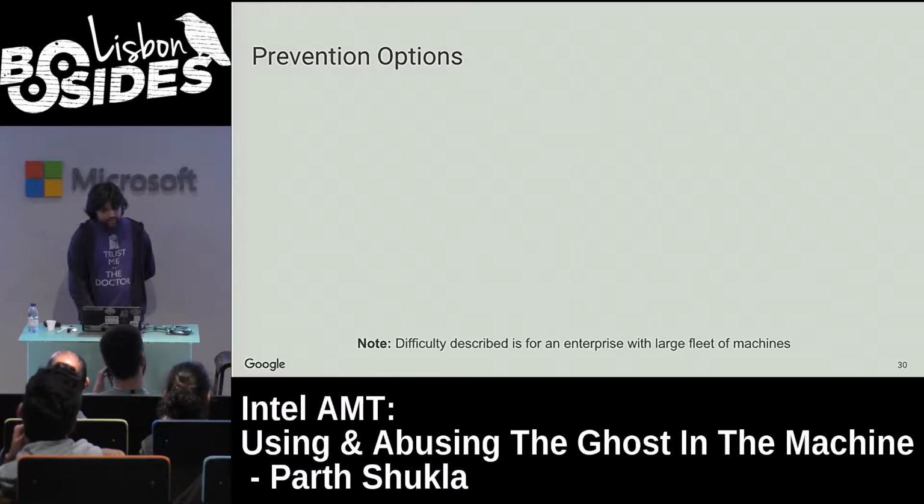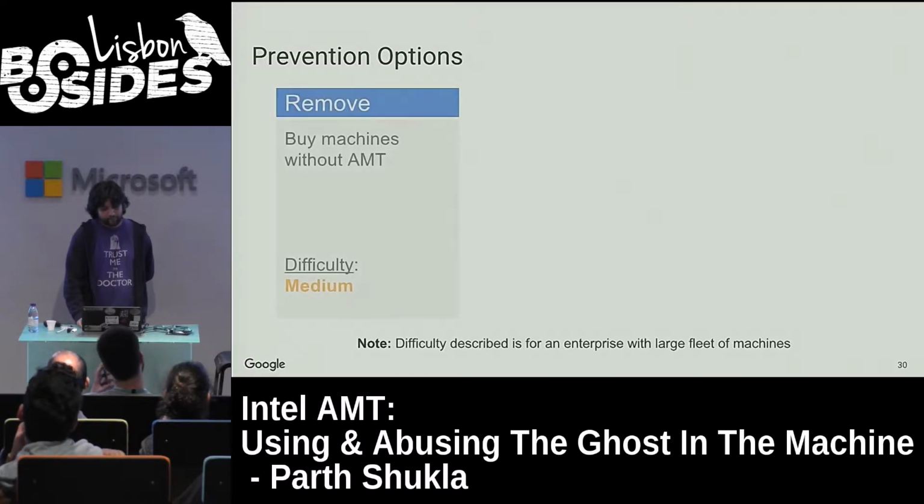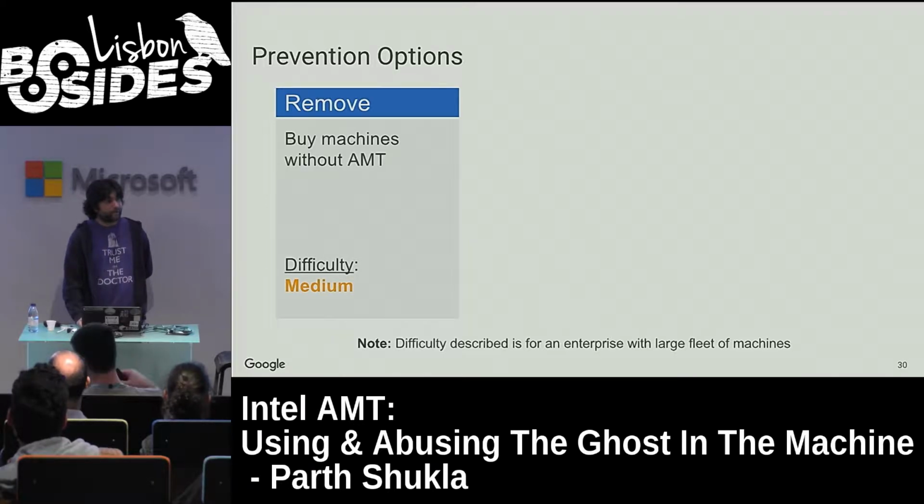All right, what about, finally, how do you prevent all such attacks altogether? Buy machines without AMT. Unfortunately, it's not as easy as it sounds because buying for an enterprise is complicated because mostly highly spec machines come with AMT by default. So you either downgrade your machine or you put up with AMT.